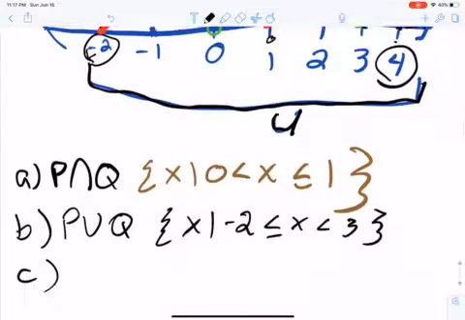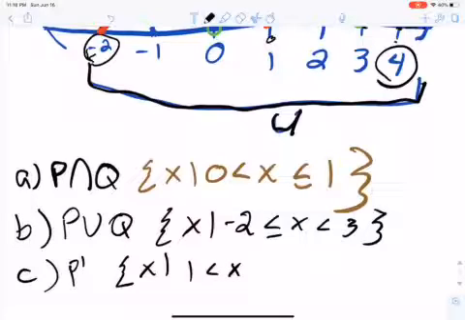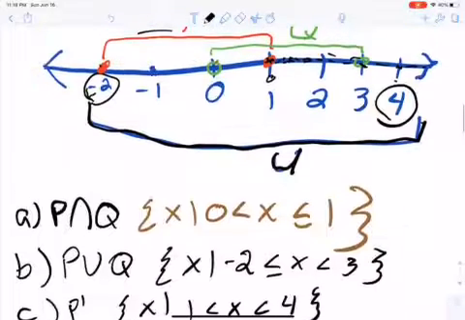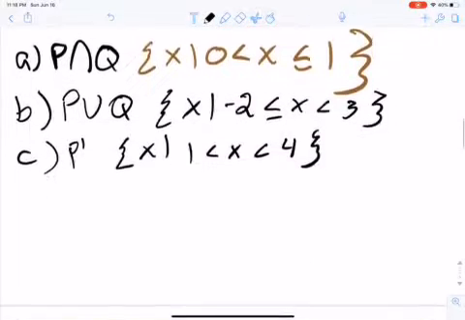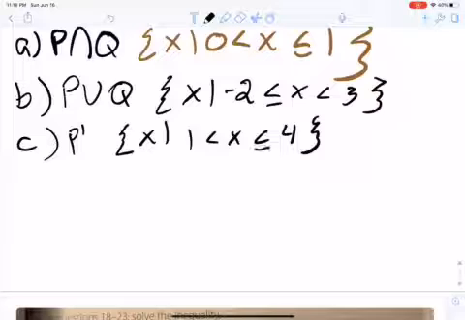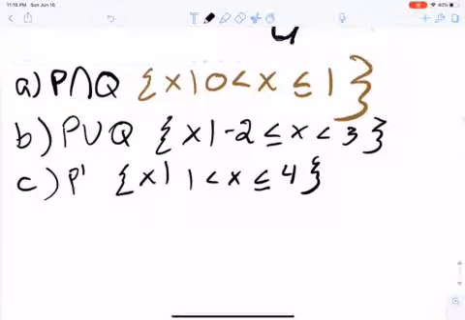So not P would be the set of x such that 1 is less than x is less than 4. We have to think about where we include it. We don't want an equal on this one, no equal here, but we do want an equal here. All right, D.